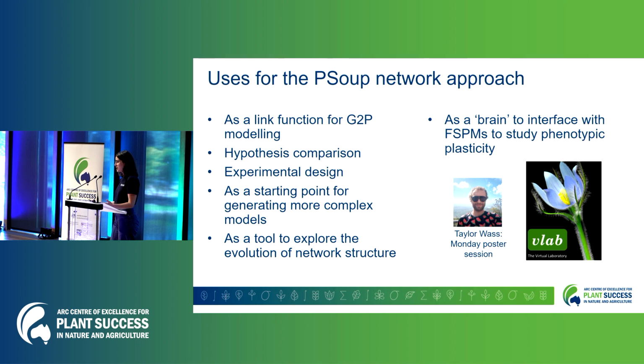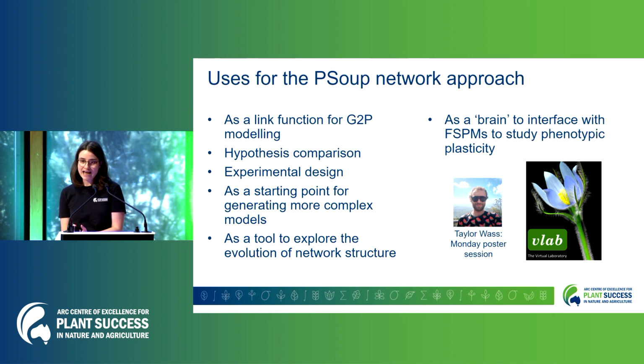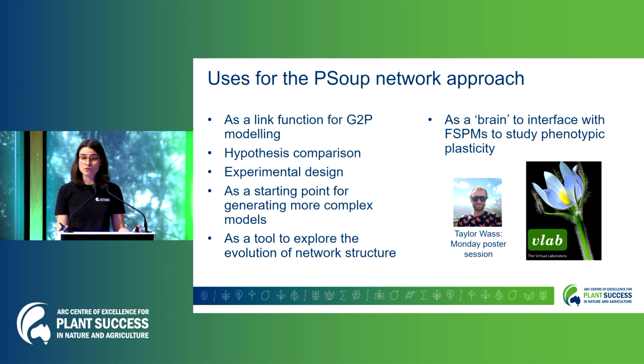Okay, so on top of that aim for having psoup function in this gene to phenotype modeling framework that the COE is backing, there are also a number of different ways in which psoup can be used. So one is with respect to hypothesis comparison and experimental design. And I'm also thinking that it could be very useful as a starting point to produce even more complex models, because the whole thing is quite transparent. So I'm hoping that this is going to be used in the future as a tool to even explore network evolution.